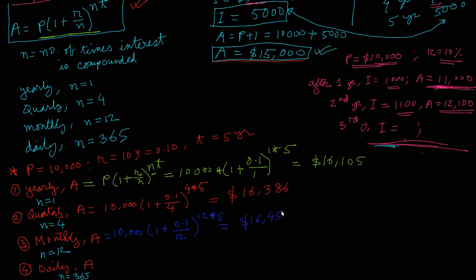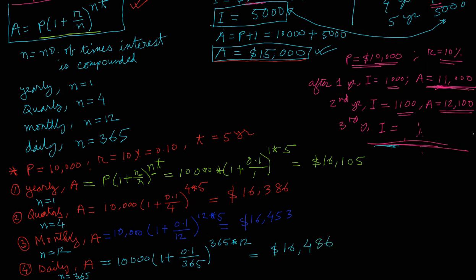So I found, after punching the calculator, it is $16,453. All right, so finally if interest is compounded daily, my P is the same 10,000, 1 plus R is the same, this time my N is 365, power 365 multiplied by 5, and if I punch the calculator, I found it is $16,486.